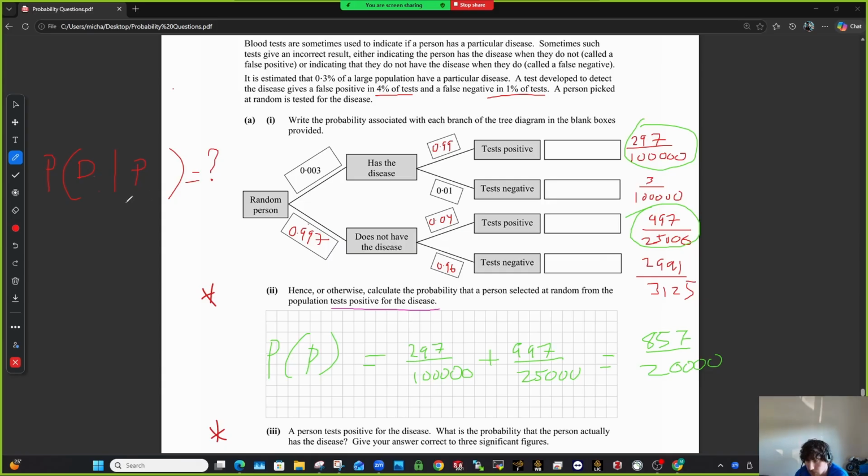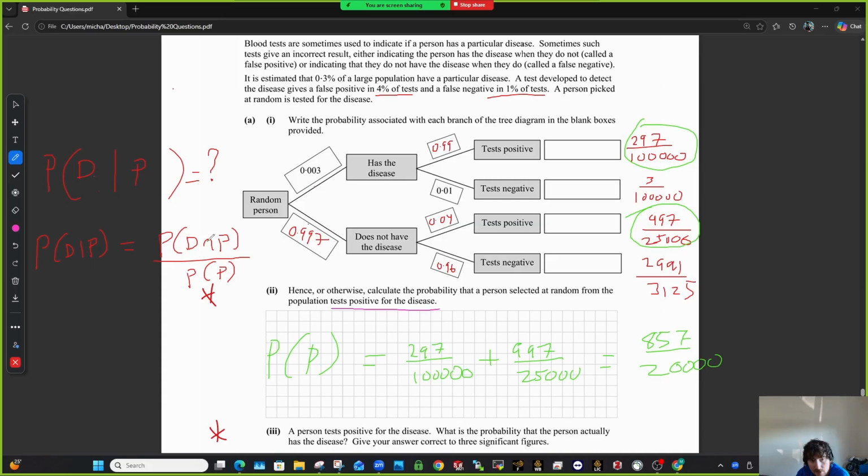And that ties in with what we've done before with the late and the raining. So what we do with this is we write out what it is. It's D given P is equal to the intersection of the two, disease intersect test positive, divided by the last thing mentioned. And this is, as I said, pretty much a carbon copy of the question we've done before. It's going to be a very specific scenario.